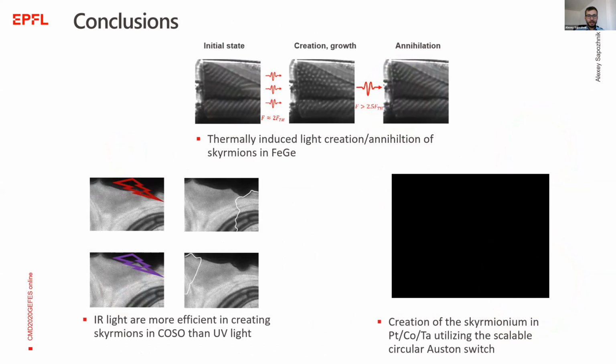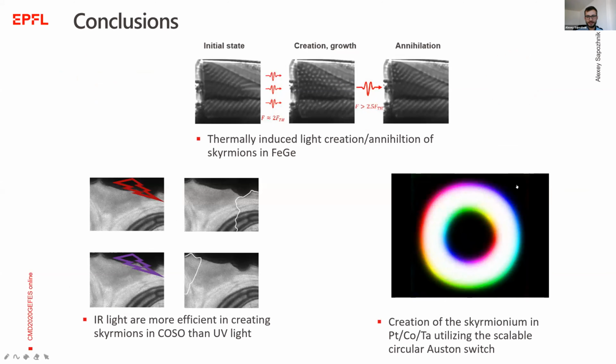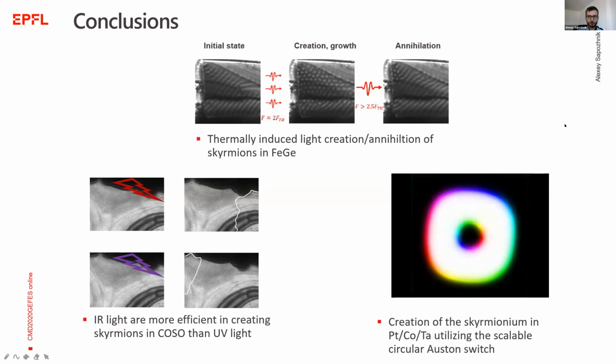In conclusion, I have shown the data on creation and annihilation of skyrmions in iron germanium, governed by thermally induced processes. Then I presented data on photocreation of skyrmions in copper selenide by light of different wavelengths. In this case, electronic processes play an important role. And in the end of my talk, I presented a detailed study of material properties and nanostructure geometries necessary for creating the skyrmonium in a platinum cobalt tantalum sample using a scalable circular Austin switch approach.